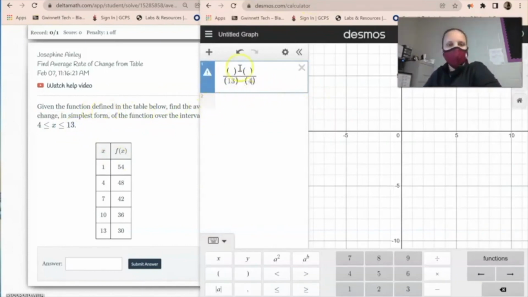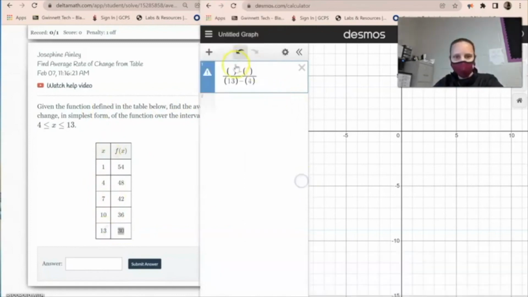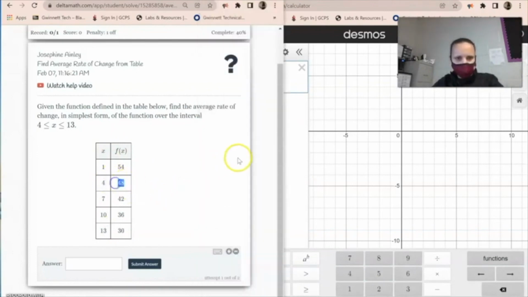Then all you have to do once you put that in is match it for the y. So I'm going to go look for 13 in the table right here. What's the y value? 30. So you're going to match that to 30. Then you're going to match 4. What are you going to match 4 to? 48.